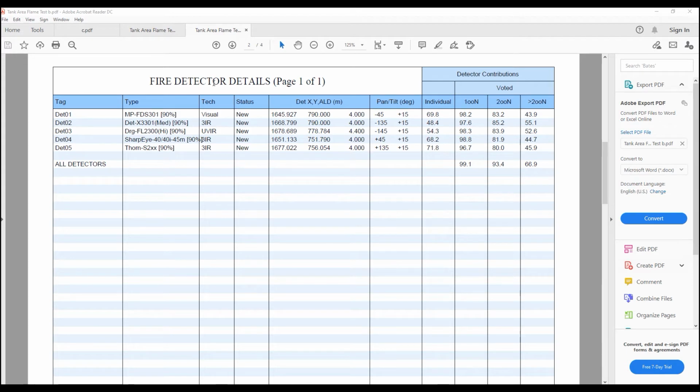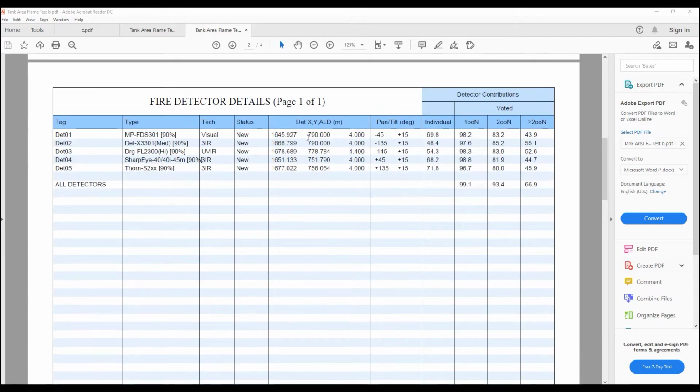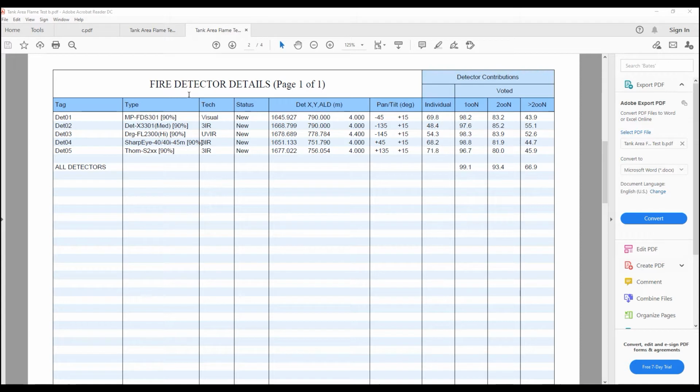The fire detector details page is the second page of an assessment report if you chose to include it in your printout when you were generating the report. I strongly encourage that you always include the fire detector details page because I think, perhaps even more important than the results, this is one of, if not the most important, pages in the assessment report.